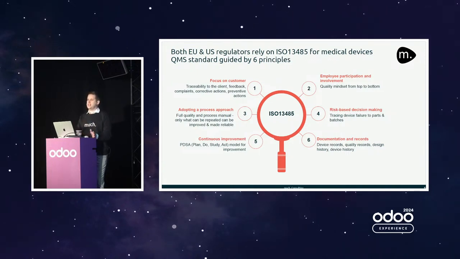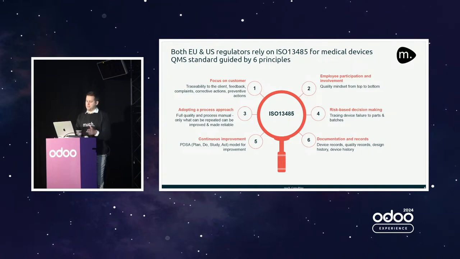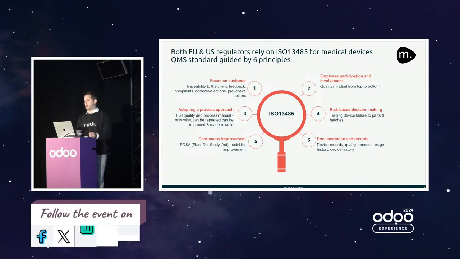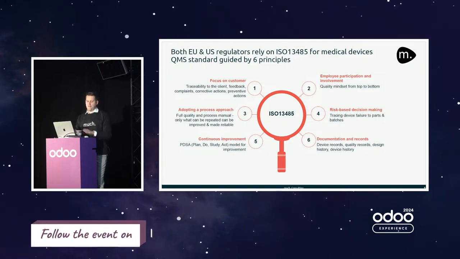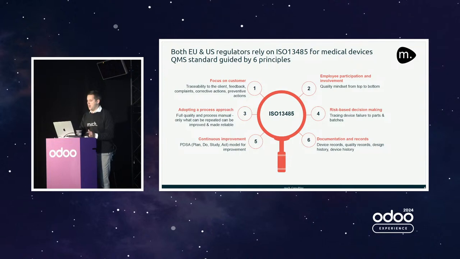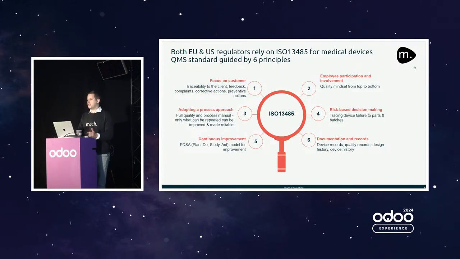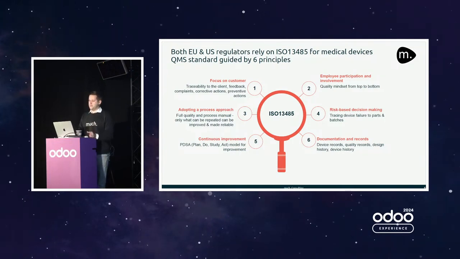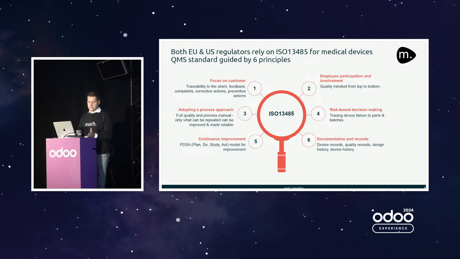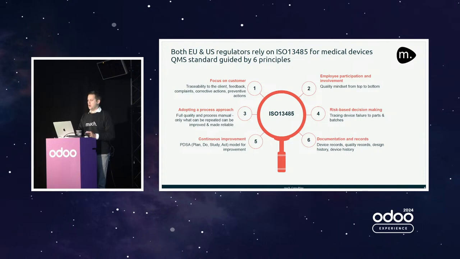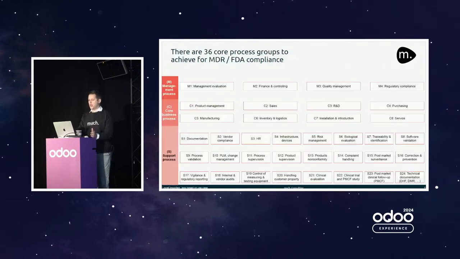And last but not least, and there I think, same as the process approach, it is really at the core of what we're going to talk about today: the documentation and records. Everything that you basically do needs to be documented and recorded, and obviously, if everything happens on one system, that's going to be a lot easier. So keep these guiding principles in mind for all the other things that we're going to talk about today.